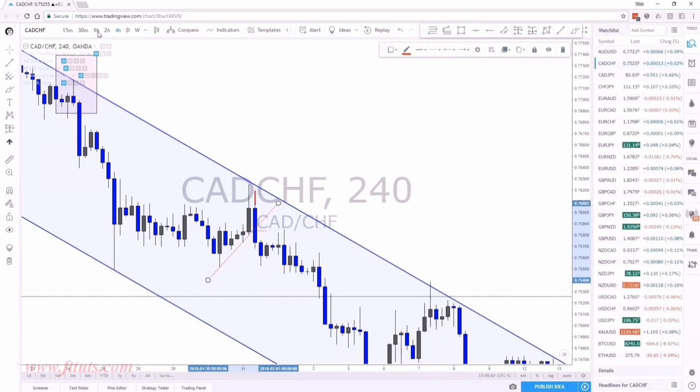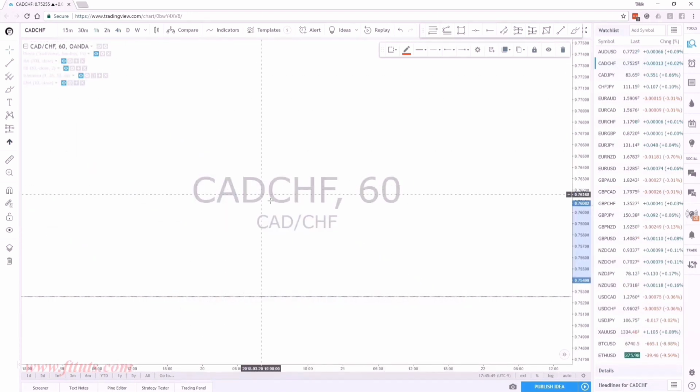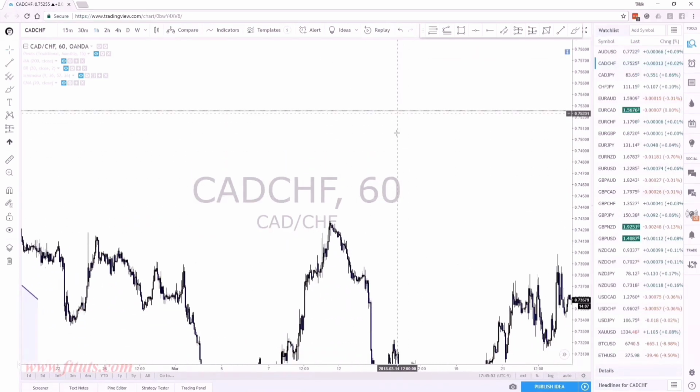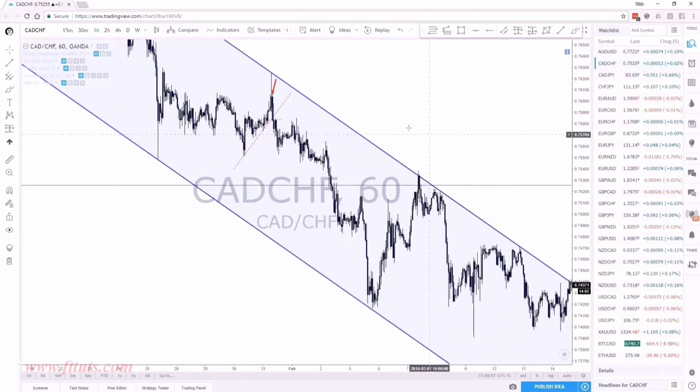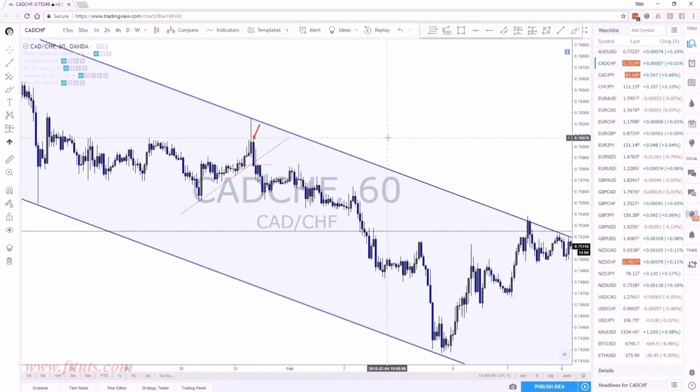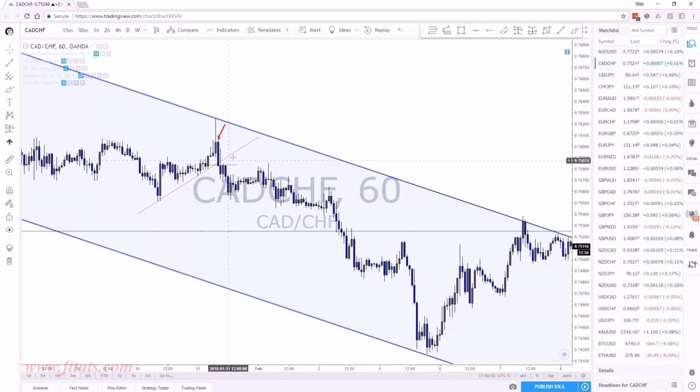Let's take a look at the 1 hour, see how that would have played out. Yep, there you go. Same trap. Okay, we've got that counter trend line going up, breach, and then continues to drop.